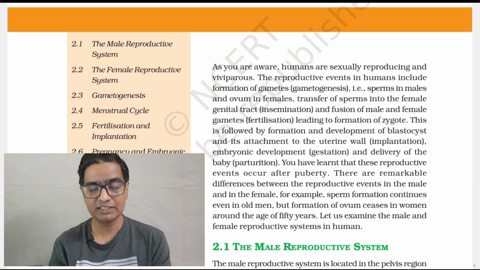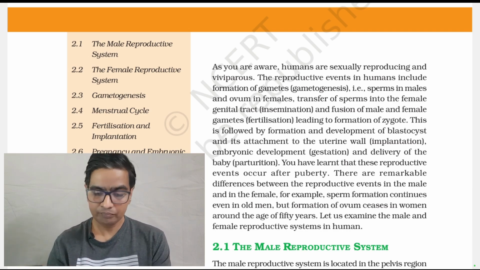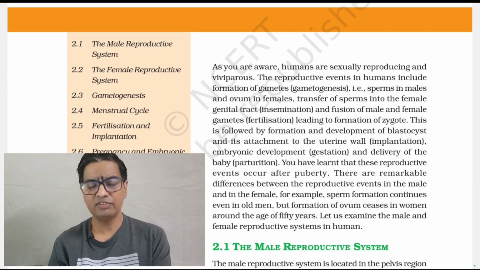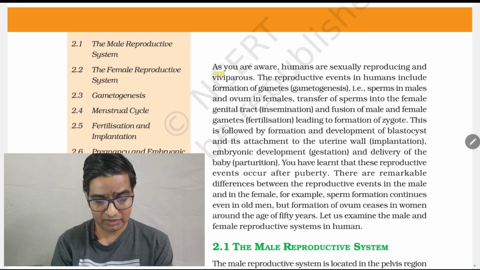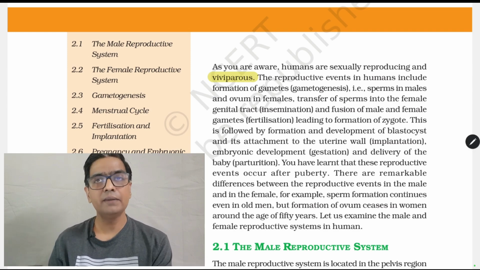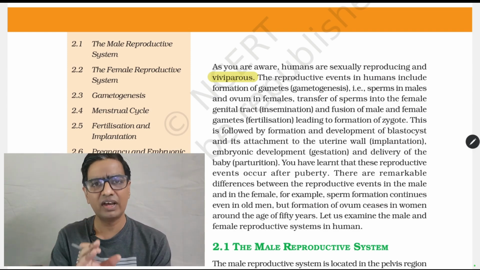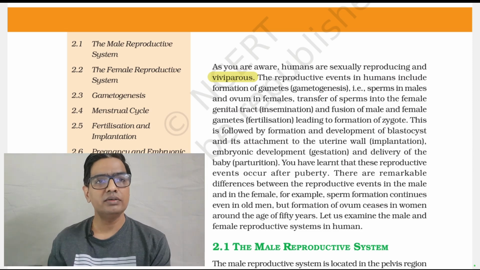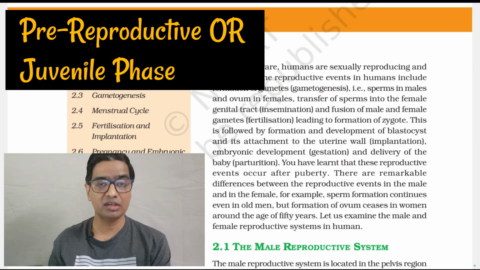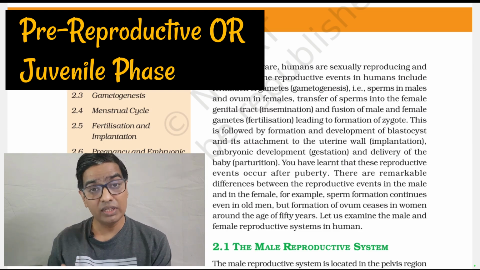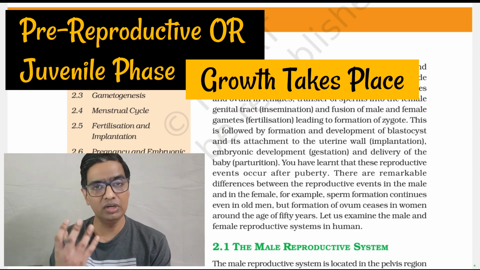Now, when we talk of human reproduction, what exactly are we looking at? Some basic things that you probably already know. I'm going to mark in my notes, my textbook, so you can follow along. Humans are sexually reproducing organisms. You already know this. We give birth to young ones, which means we are viviparous. And in the first phase of our life, before puberty, we call it the juvenile phase or the pre-reproductive phase. During this phase, the body is still growing. We are not ready for sexual reproduction.